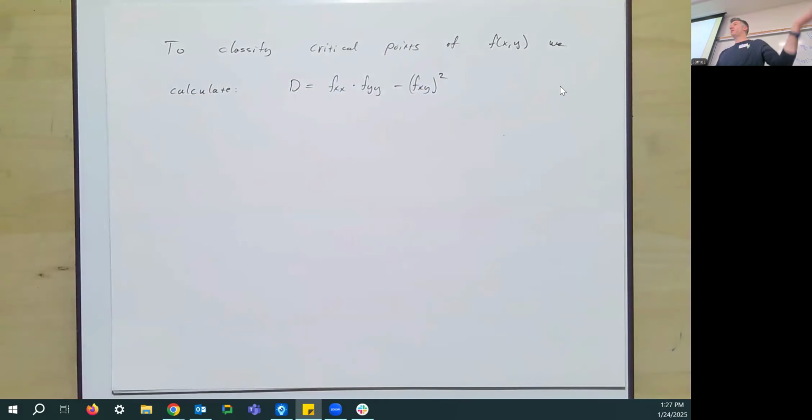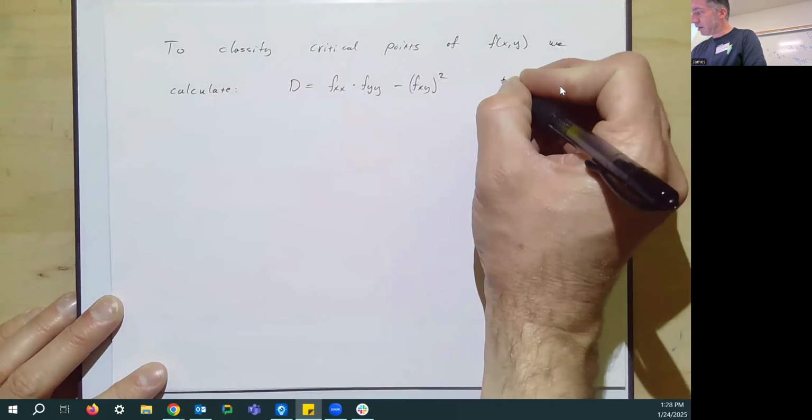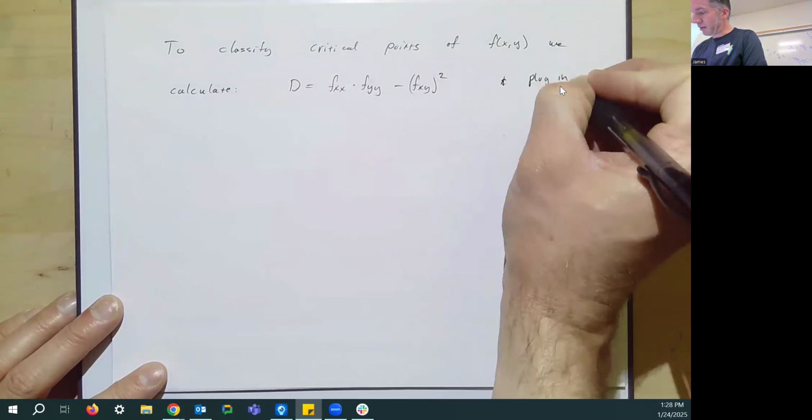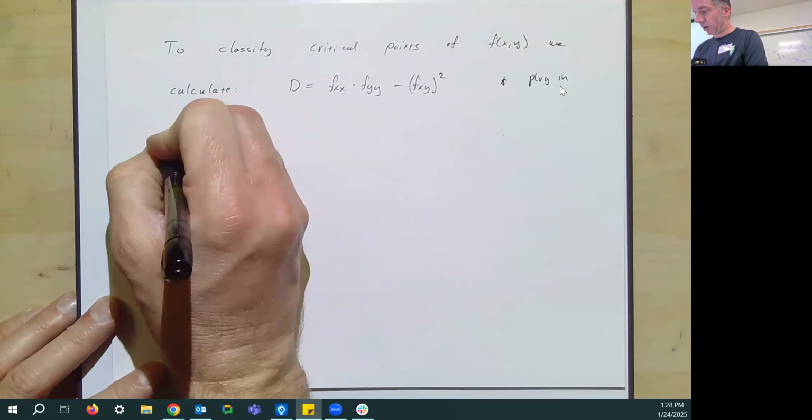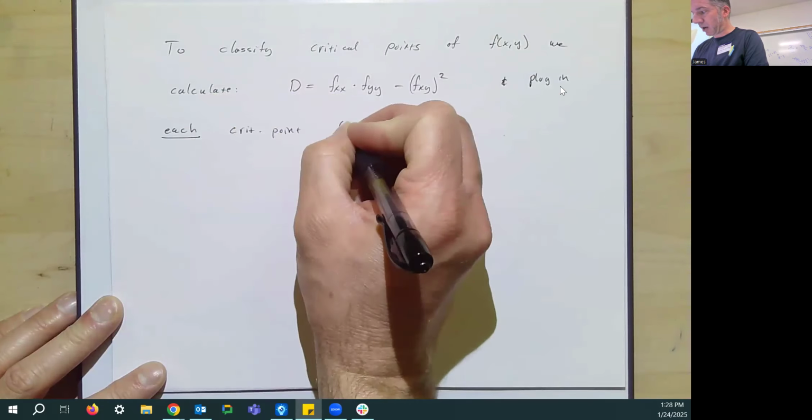I'll point out that the last example we just did wasn't particularly interesting because we didn't actually have to plug in our critical point, because there weren't any x's or y's left over when we took the second derivatives. That won't always be true. A lot of the time there'll actually be a value of x and y, and we'll have to plug in our critical point. So calculate D, and then plug in each critical point, because there could be more than one. Let's call them x naught comma y naught.